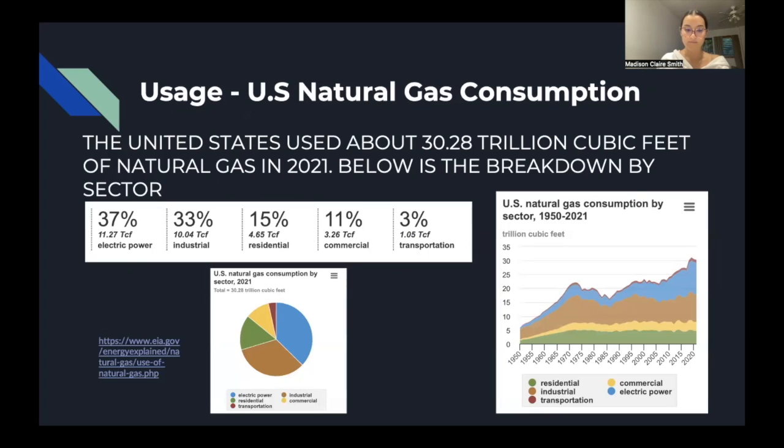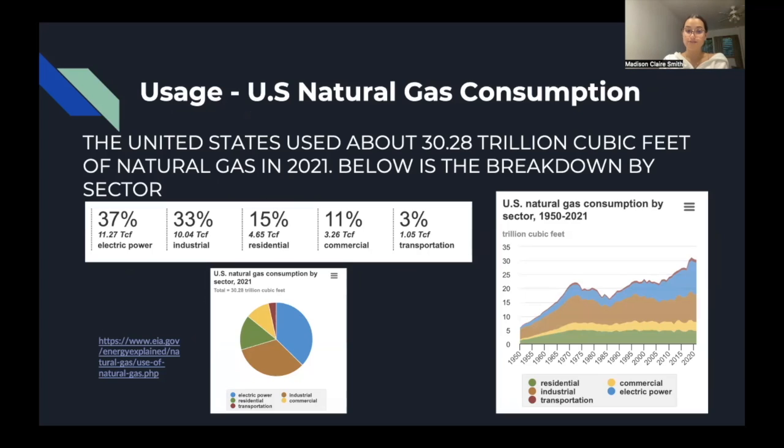Next is the usage. So US natural gas consumption. The United States uses about 30.28 TCF of natural gas in 2021. So below is the breakdown by sector.